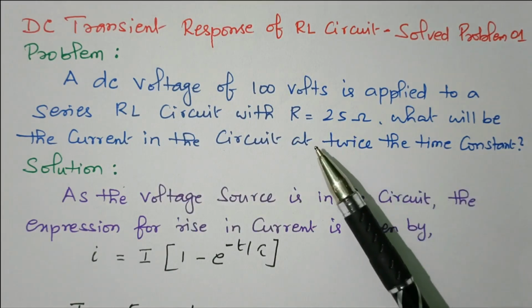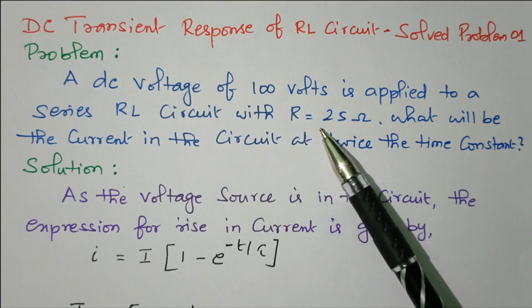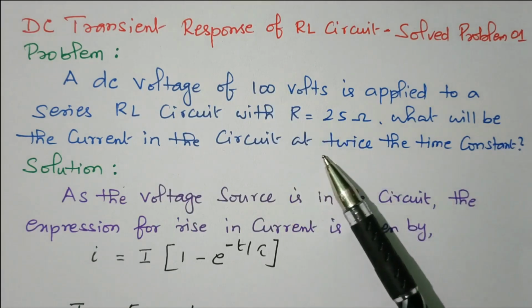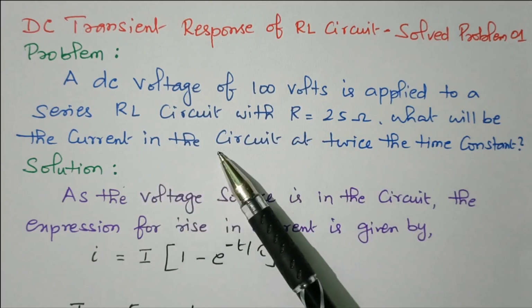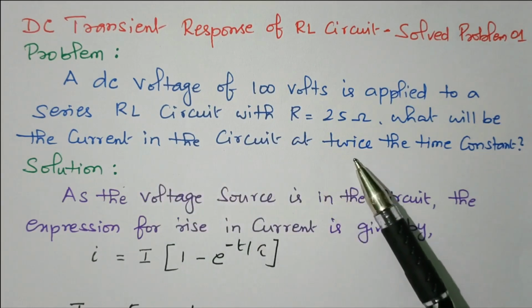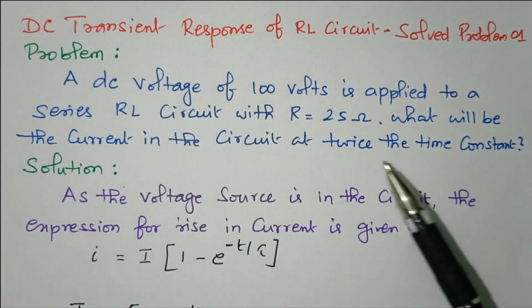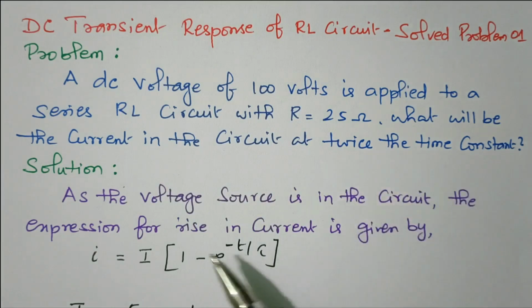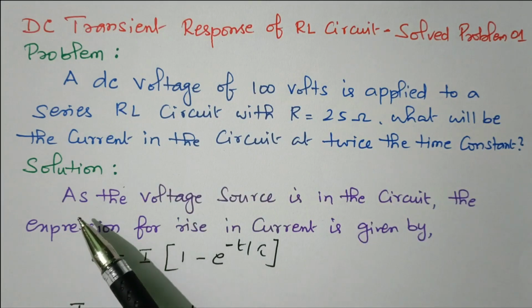So this is the RL series circuit. R value is given as 25 ohm, applied voltage is 100. We need to find the current in the circuit. One more data available is twice the time constant. The time is t equal to twice the time constant, right? So based on that, we'll go to the solution.